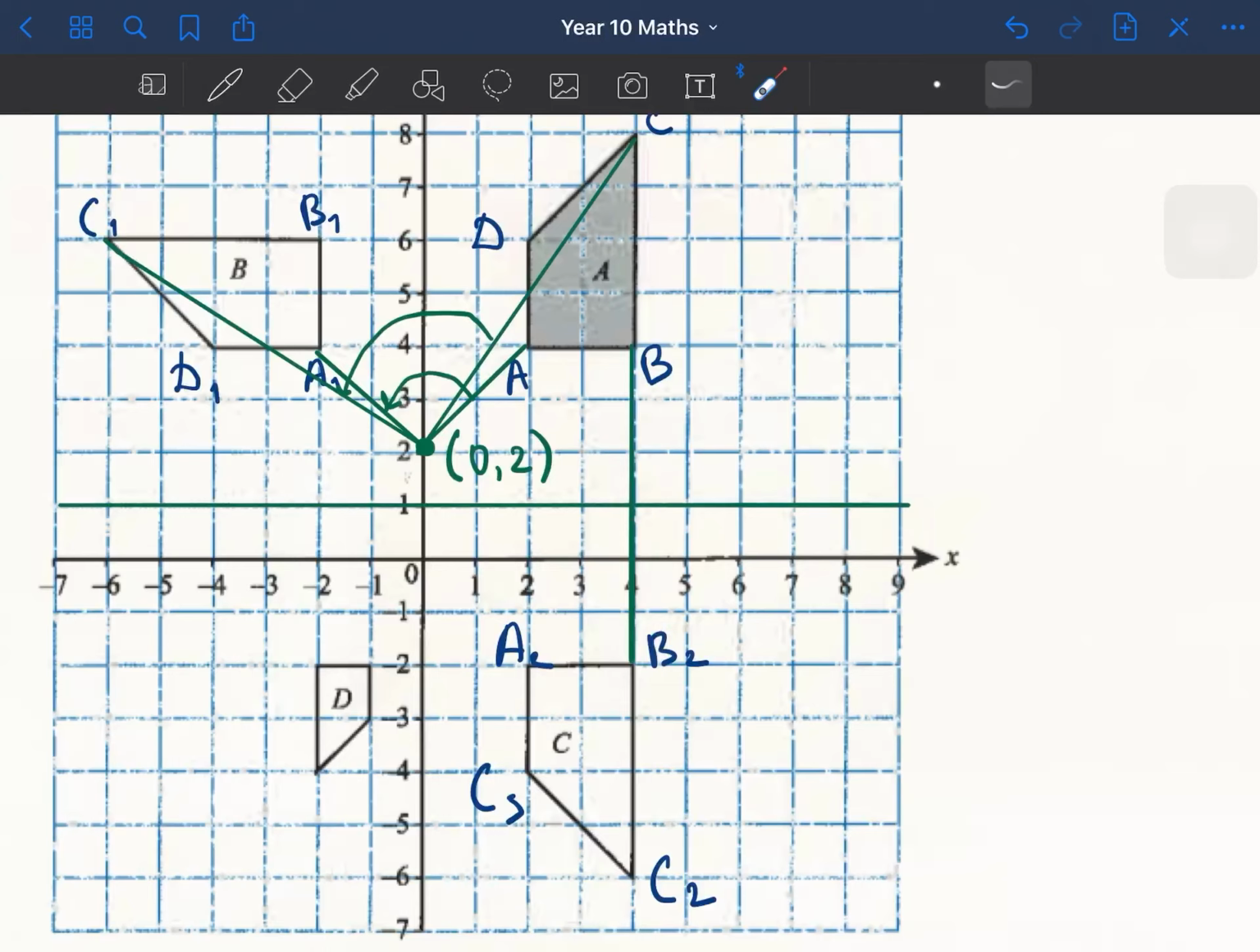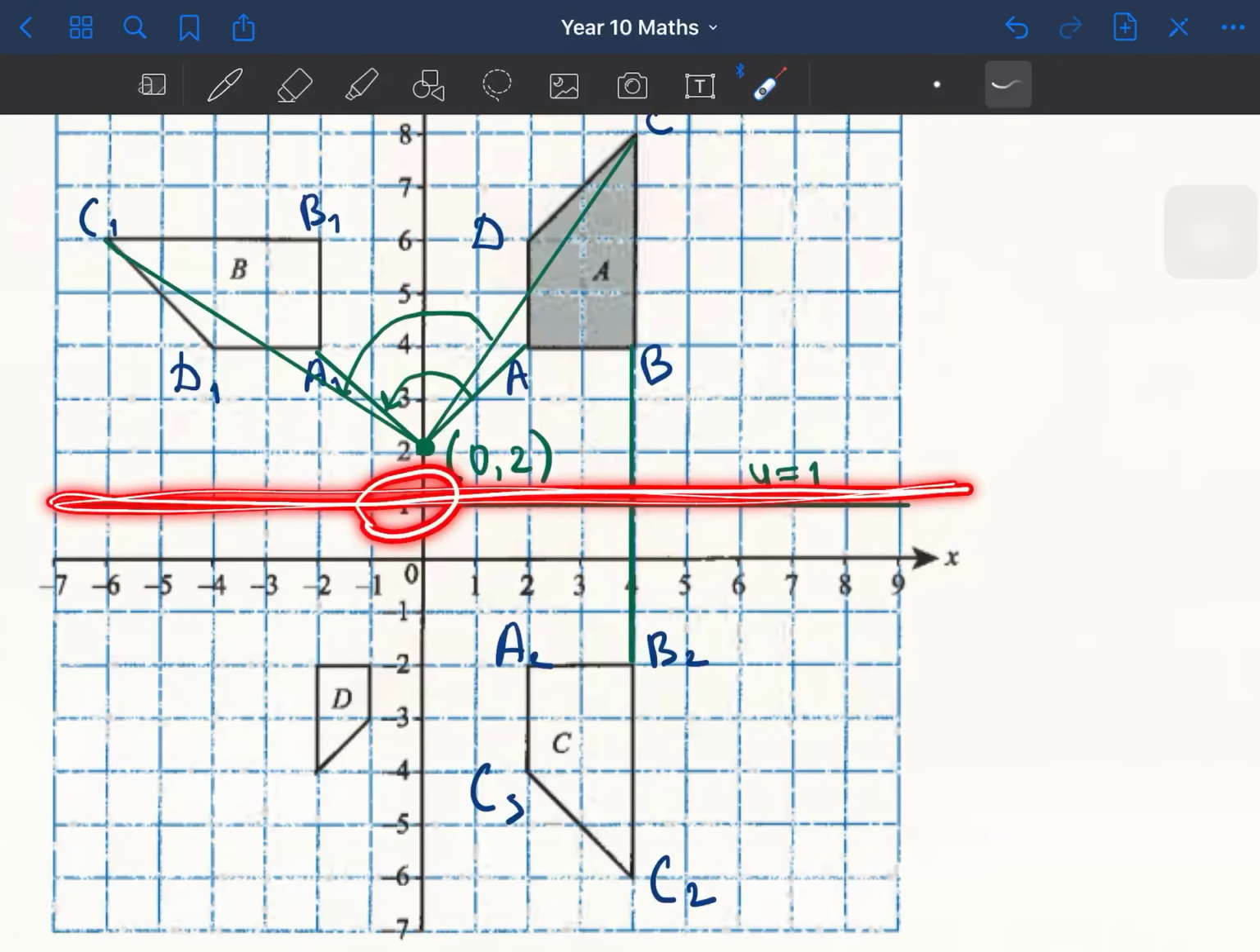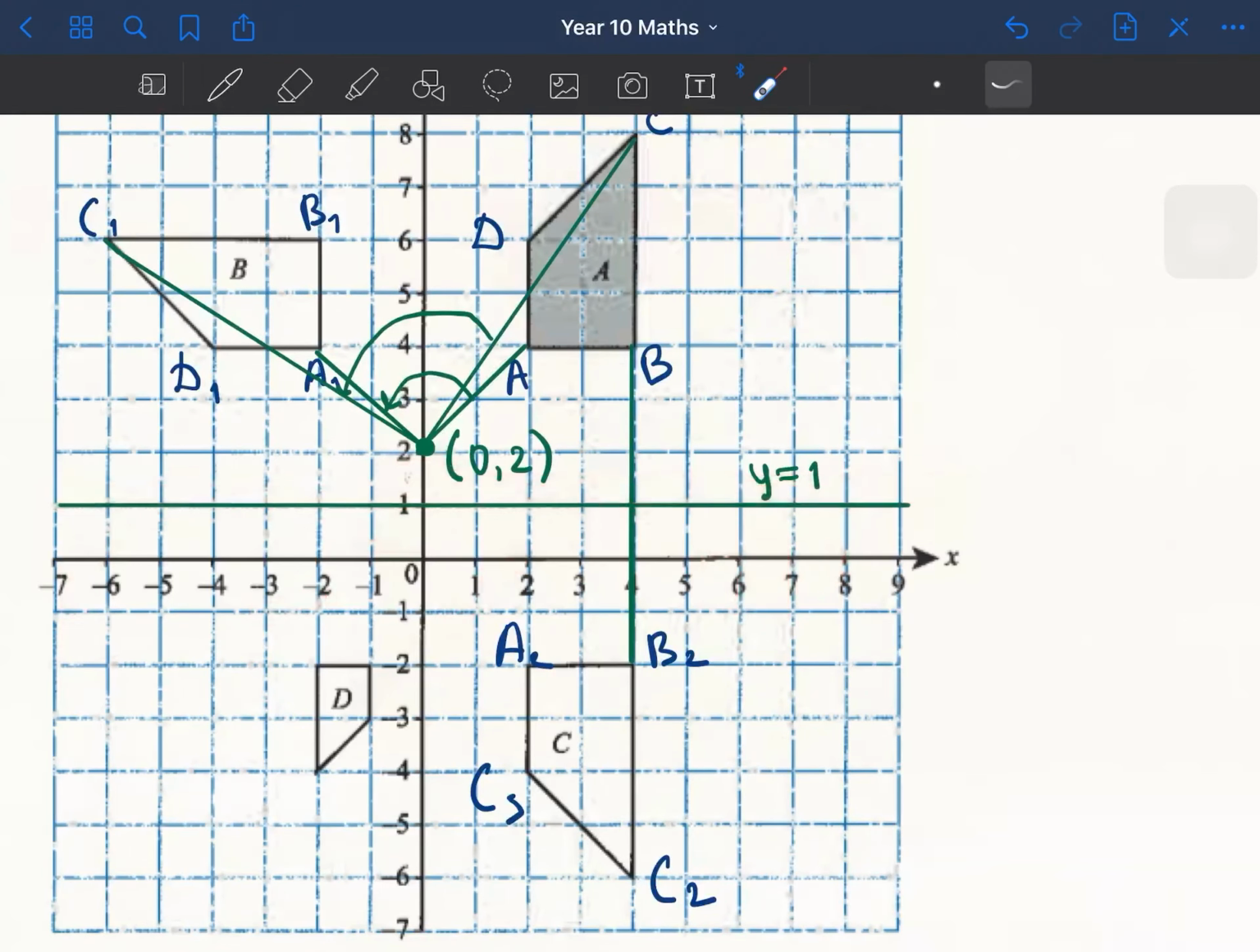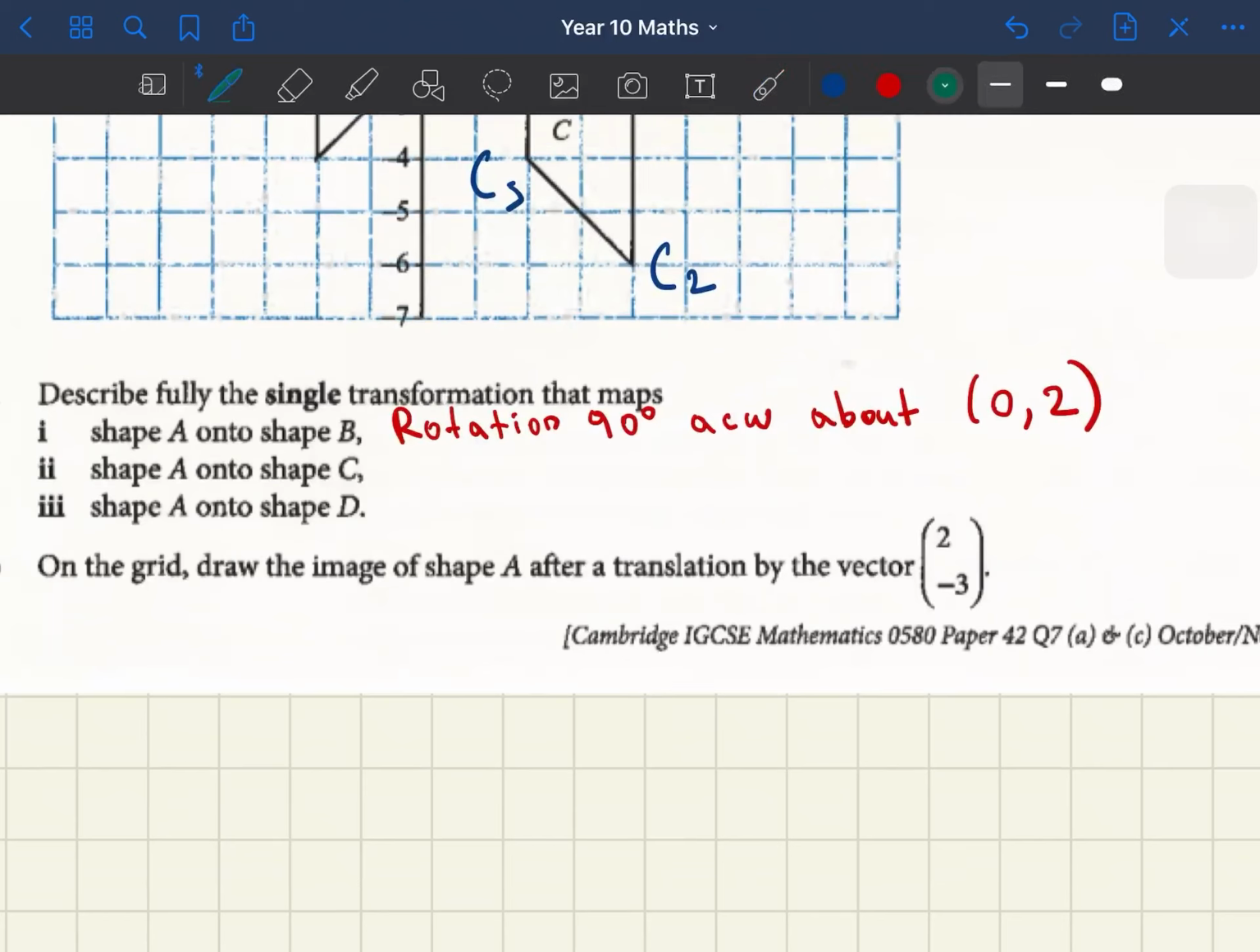Yeah. So the reflection line is what is it? It's like y equals 1, right? y equals 1. x can be anything, whatever, but y is always 1. So it's a reflection at line y equals 1.